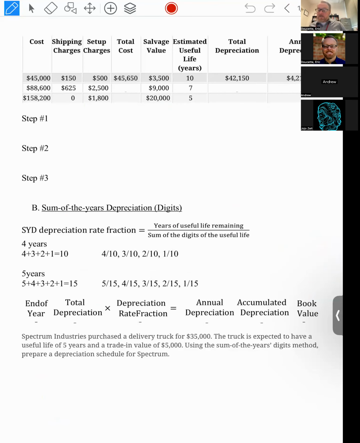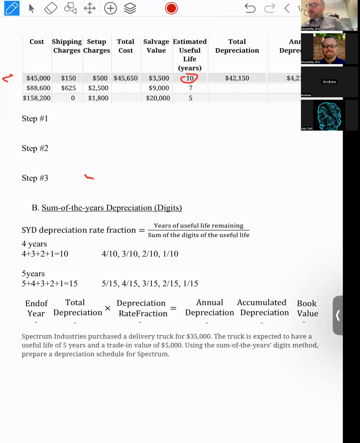All right. So here we have an item that cost $45,000. The shipping charges were $150. The setup charges were $5,000. The total cost came out to $45,650. This one's already done for us. The salvage value was $3,500. It's expected to last for 10 years.